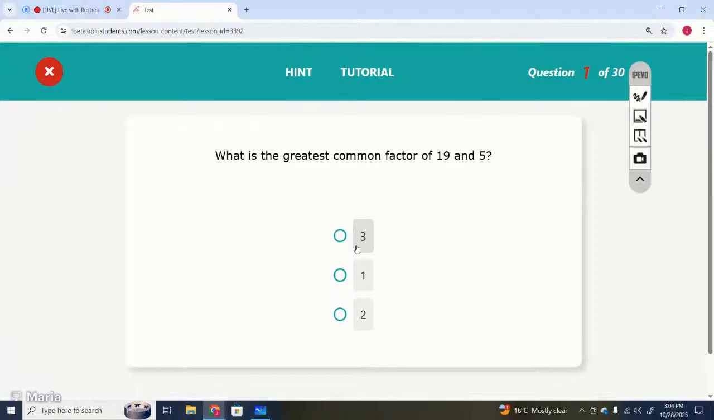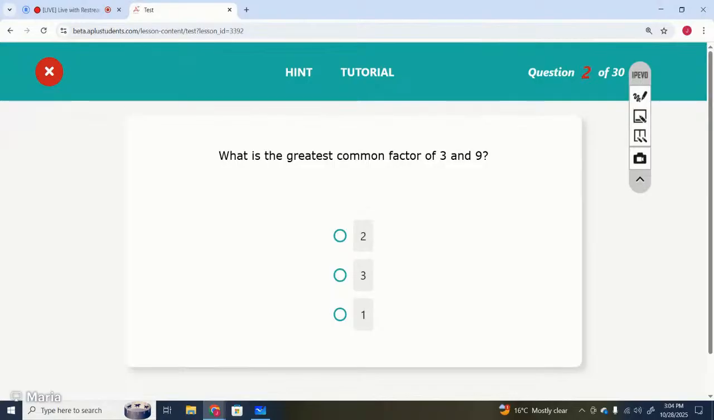What is the greatest common factor of 5 and 9? Both 5 and 19 are prime numbers, right? They only have two factors, 1 and the number itself. So when either of the numbers is prime, then the greatest common factor is always 1.